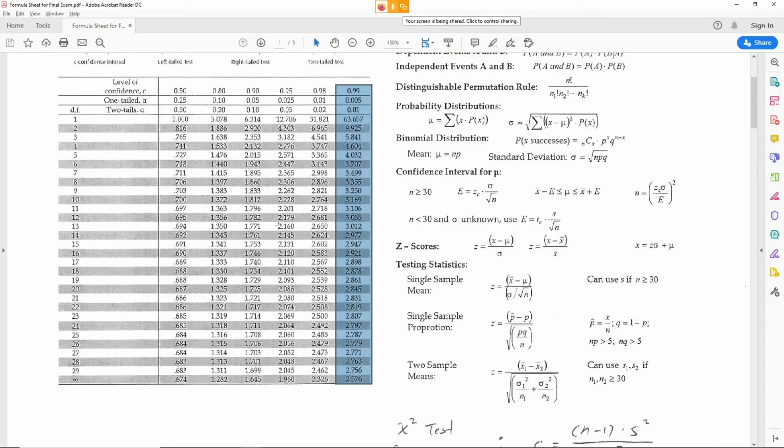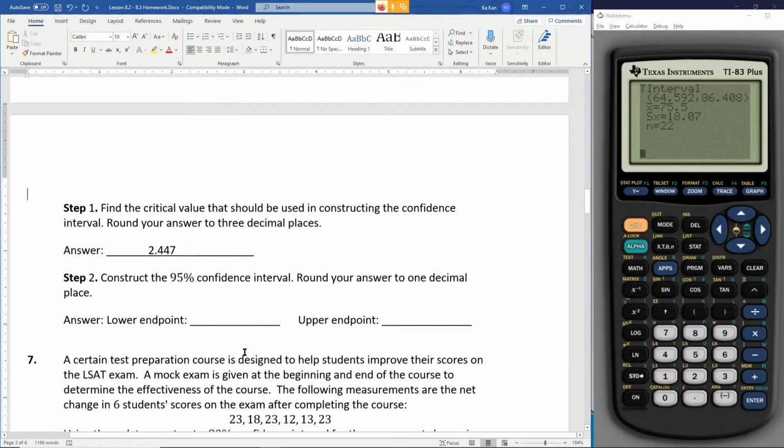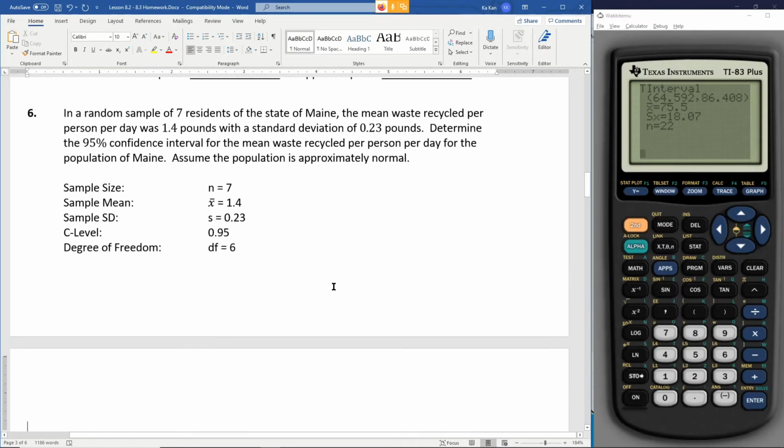So go back to that formula I gave you. 0.95, degree of freedom is 6, which is right here. So 2.447. So 2.447 is the critical value, right? Then let's use a calculator to find the confidence interval, right?